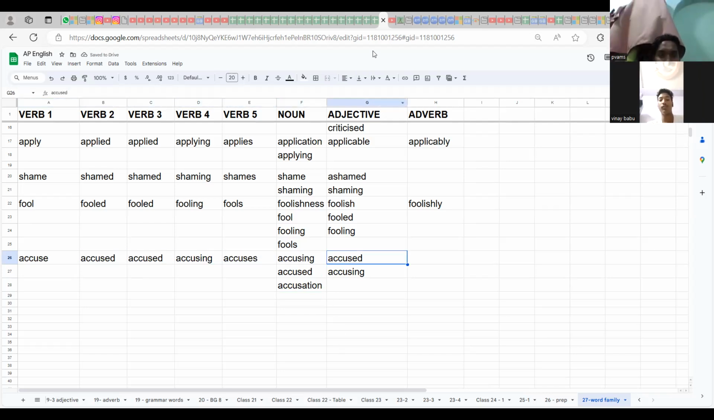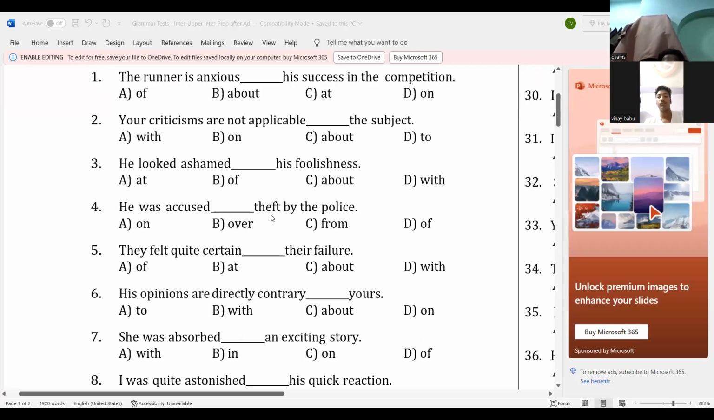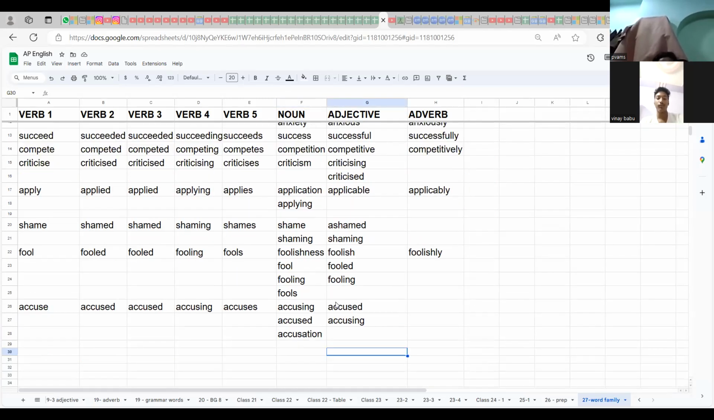Look at this. Certain. Certain is an adjective here. Look at this. Certain, felt failure. How many words is it? Certain. So it is going to be in the adjective column. Felt. The past tense here, they go with felt.